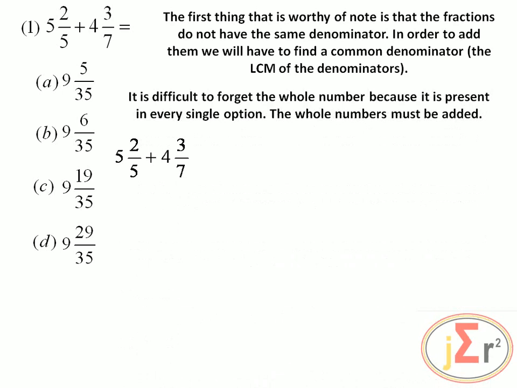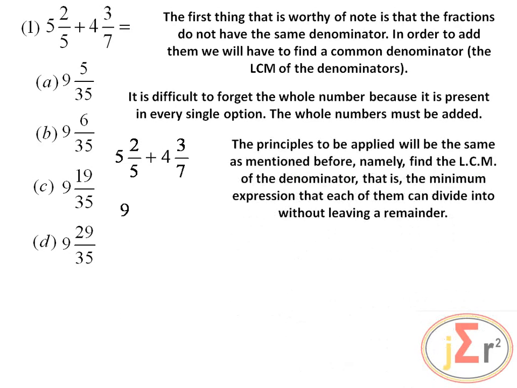It is difficult to forget the whole number because it is present in every single option. Notice that we have the whole number here, so we will not forget that we have whole numbers as a part of each addend. The whole numbers must be added, and 5 plus 4 is equal to 9. The principles to be applied will be the same as mentioned before, namely, find the LCM of the denominators, that is, the minimum expression that each of them can divide into without leaving a remainder. And that number is 35. That will be our common denominator.